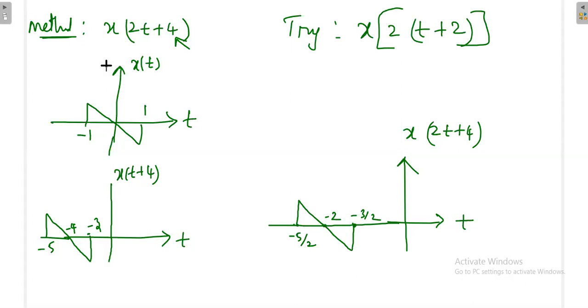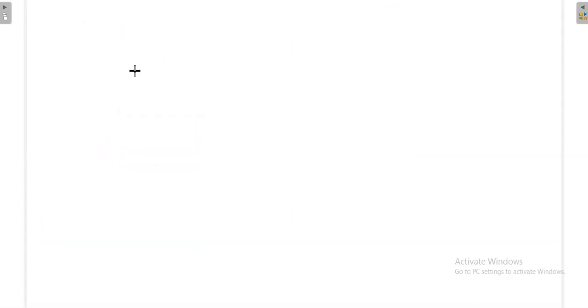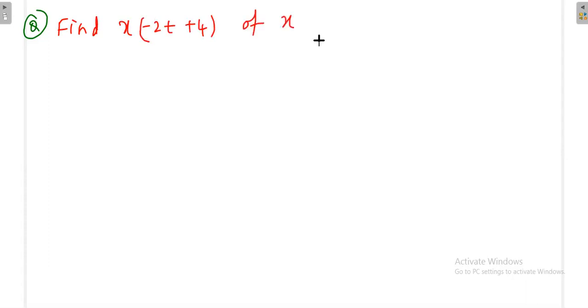Now again we'll take a very different format, because this is the regular one, 2t plus 4. Instead of plus 2t plus 4, I can take it like this also. Find x of minus 2t plus 4. That also they can ask. Okay, what is x of t?